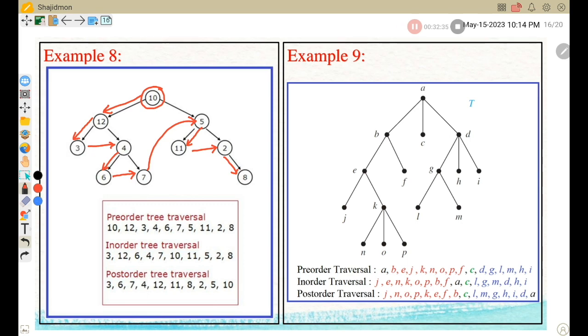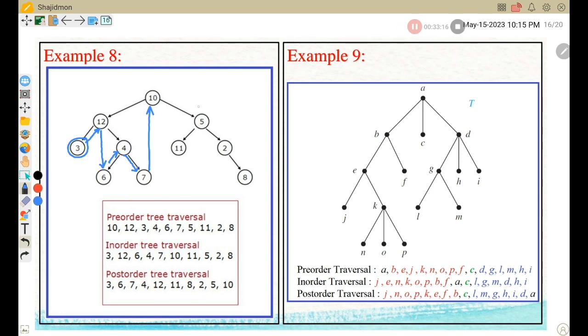Now we will go to in-order traversal. In order means which order we need to visit? Left, root and right. So we will start from the left side, correct? So number 3 here, then the parent is 12 here. After 12 we need to go to the left part, then parent, then the right part. So 3, 12, 6, 4 and 7. Now after 7 we need to visit the root vertex, that is number 10.